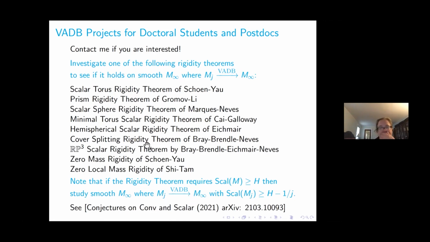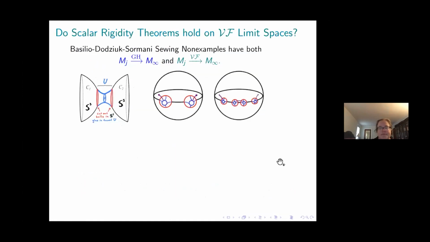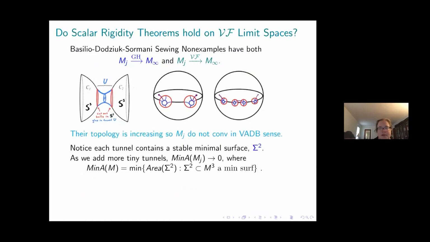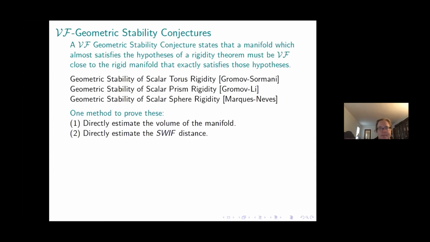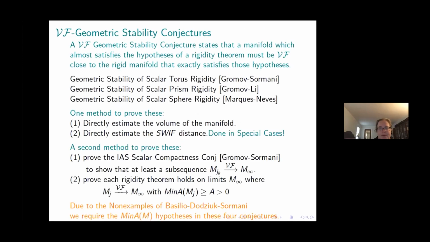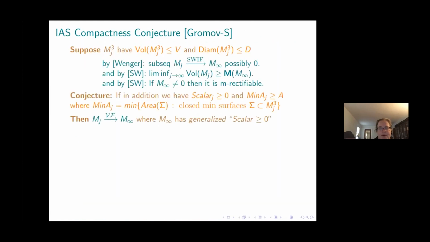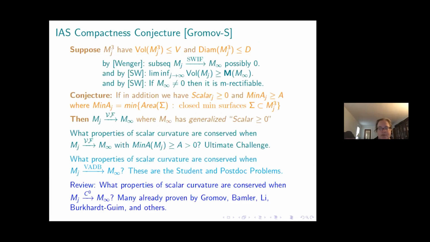If one does that, then we'll check if these theorems hold if you assume VADB convergence. Some of them already are known if you assume C0, using the work of Bamler and Burkhardt-Guim. But if you assume only VADB, can you use those Ricci flow techniques? All right, so these are the non-examples again. Right, here's the IMCF compactness, which I added more to.